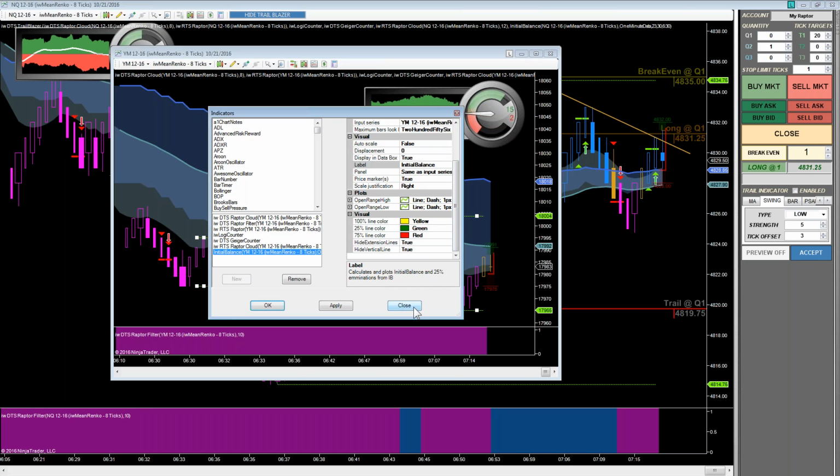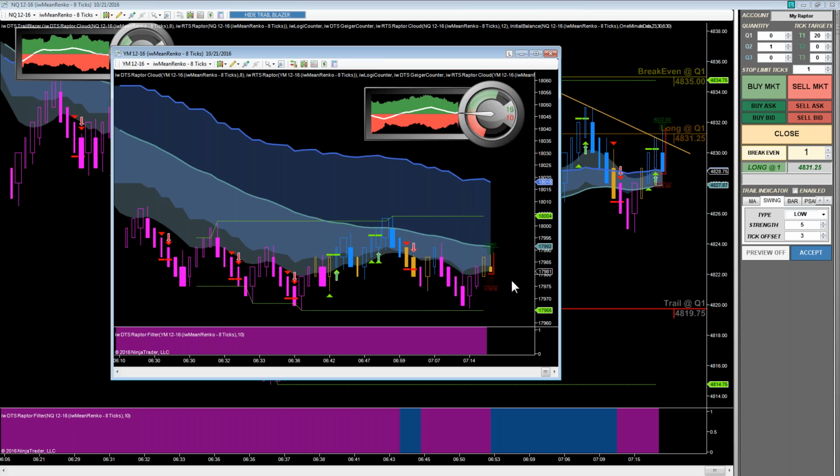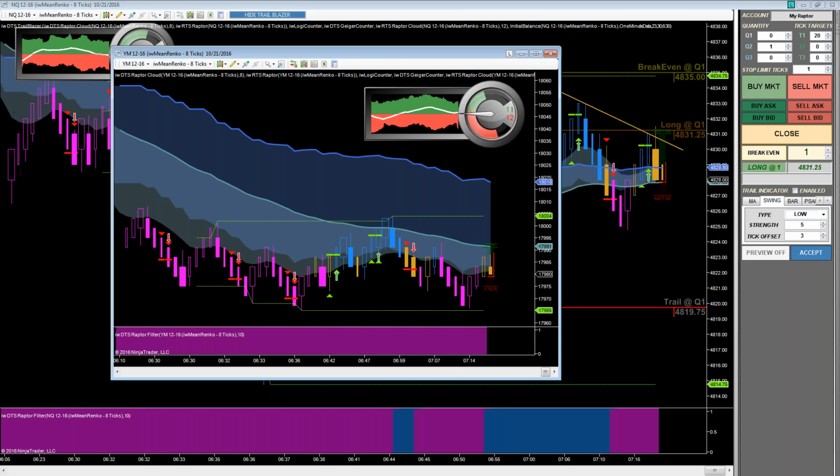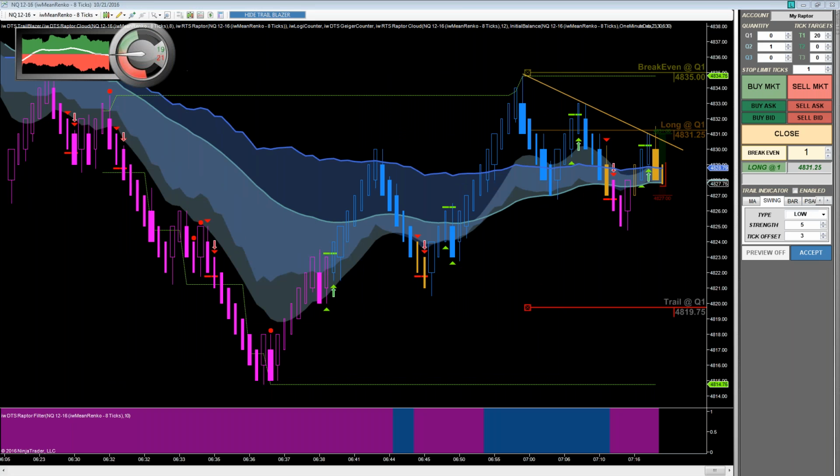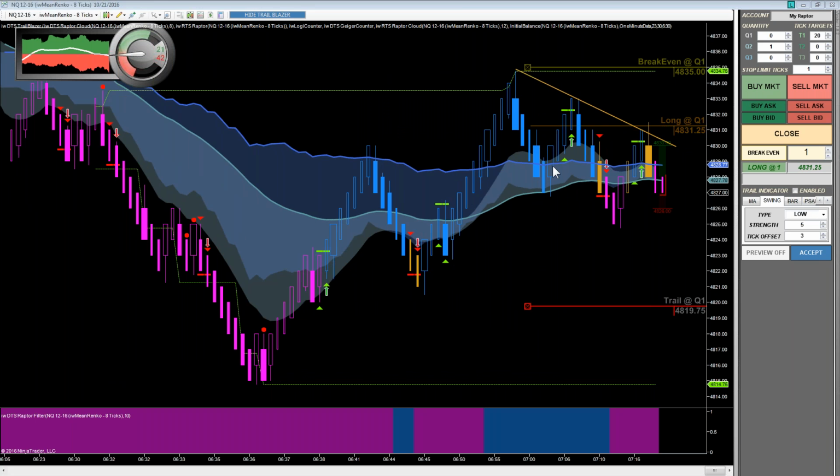Jim, one of our DTS owners, programmed a free version of this, and it's available at the NinjaTrader forum. The difference between the initial balance lines and Jim's is Jim's lines are static, which means once they print, they don't resize to suit your chart.